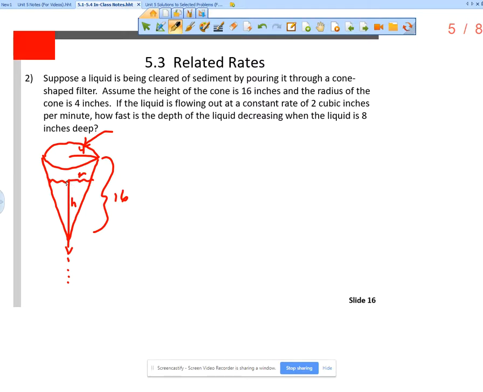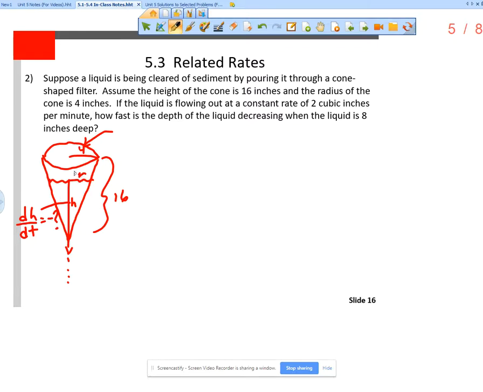Now, as the liquid flows out, the height is changing, so there is a dh/dt. Since the liquid is flowing out, dh/dt would be some negative value. Height, in this case, is referred to as the depth, and that is actually what we want to know. So we put a question mark there.